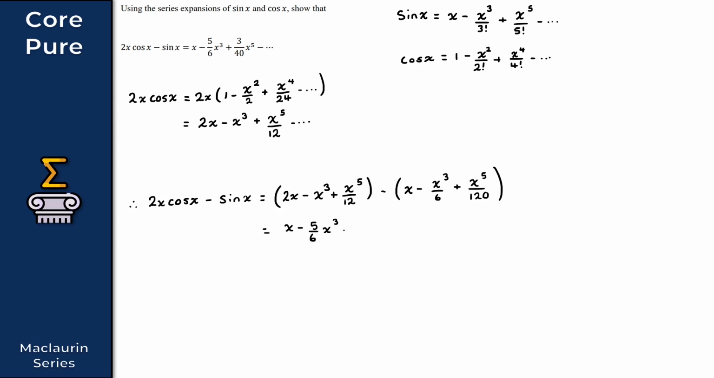And then finally here, we have 1 over 12 x to the 5 minus 1 over 120 x to the 5 here. So once you simplify that then, what we get here is 3 over 40 x to the 5 there, exactly as we require. So as required there, and question complete.